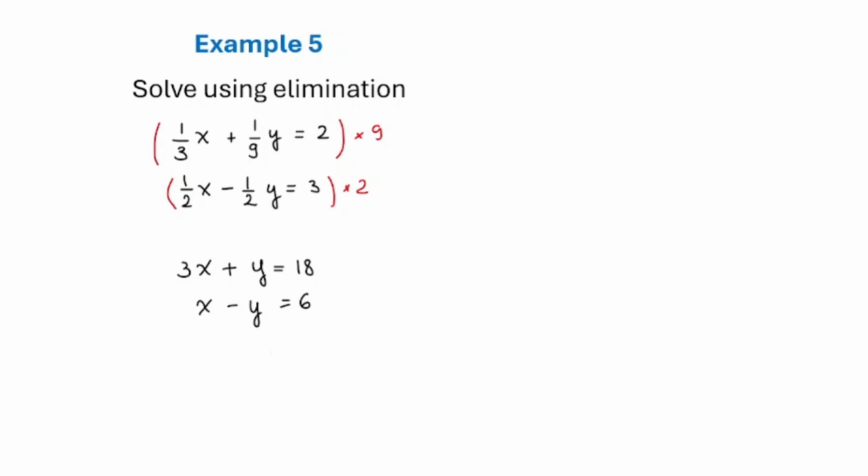We notice that the terms are aligned. The y terms already have opposite signs, so we can add the equations directly. 3x plus x gives 4x, and the y terms cancel out. 18 plus 6 gives 24, so we get 4x is equal to 24. Divide both sides by 4, x is equal to 6.